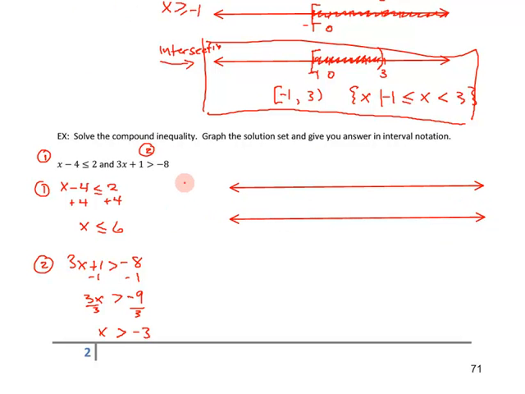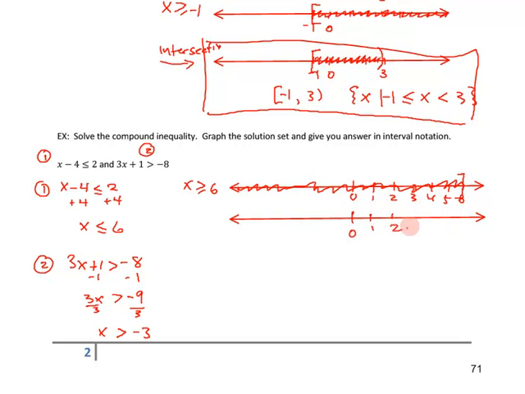So here is x is greater than or equal to 6. 0, 1, 2, 3, 4, 5, 6. So it's a bracket, and it shades to the right. X is greater than negative 3. Oh, by the way, that should be less than. I made a mistake. So x is less than or equal to 6. So it shades this way.